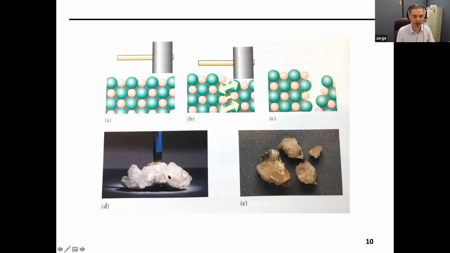And that's a technique to break very large blocks of sodium chloride, for example. So a small pressure on the top will make a perfect crack and easily break apart the solid.